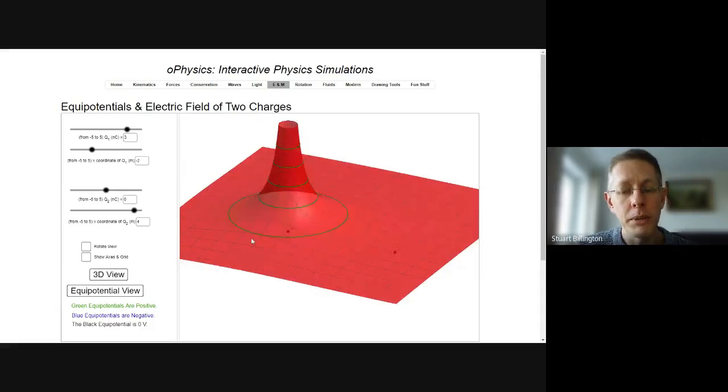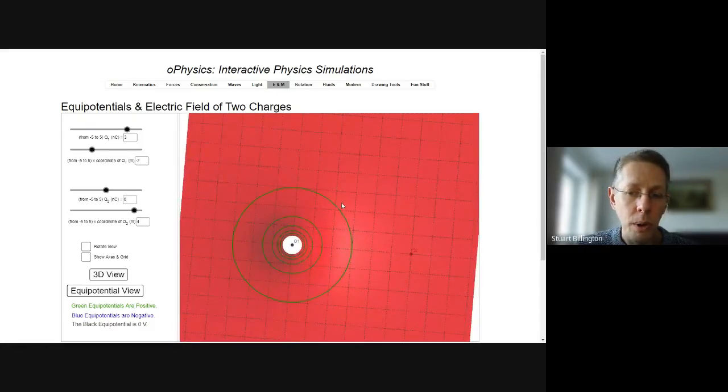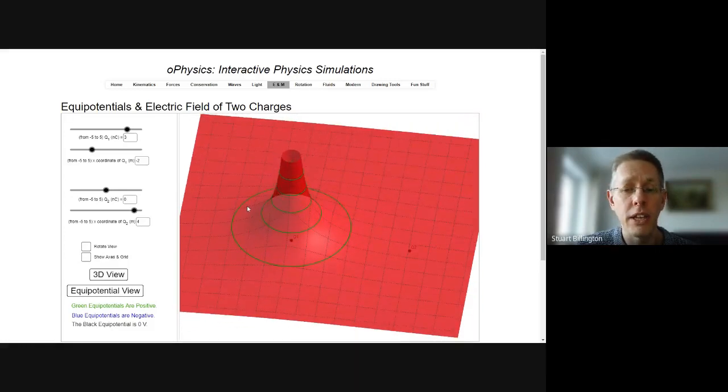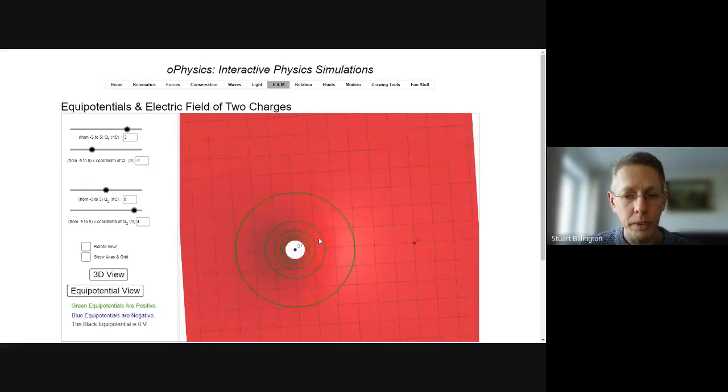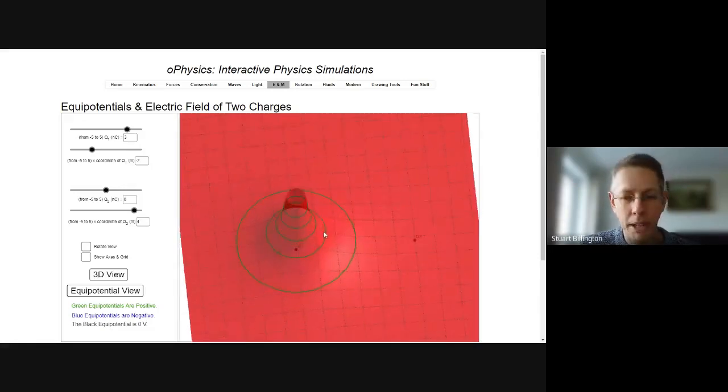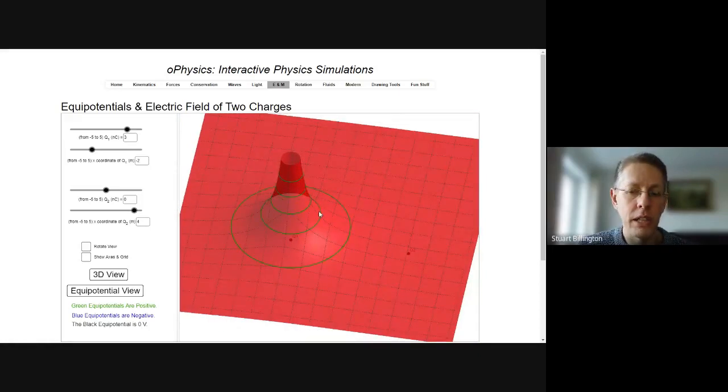If I go for a walk along one of these green lines, it's kind of like going for a walk along a contour on a map. I'm neither gaining height nor losing height, so I'm neither gaining gravitational potential energy nor losing it. Likewise, if I take my charged particle around this green line, it will neither gain electric potential nor lose electric potential, and therefore these lines are like contours for the electric potential. They map out the space where the energy is the same. That's why they're called equipotentials, equal potential everywhere along this line. Think of them as contours on a map.